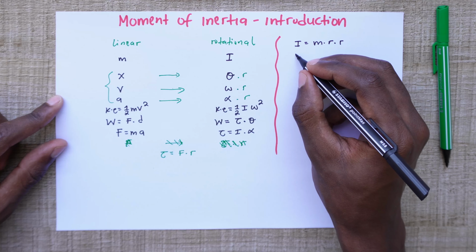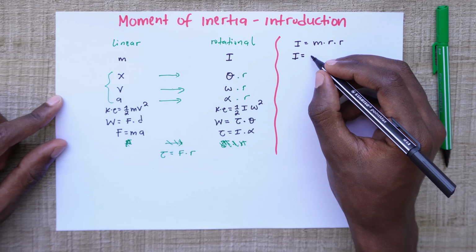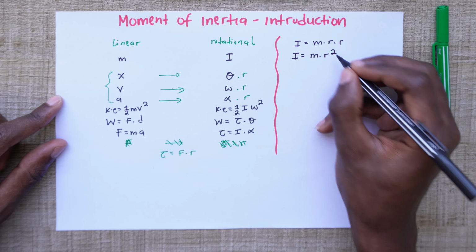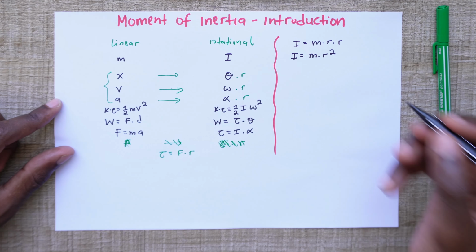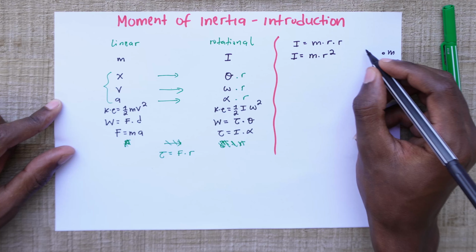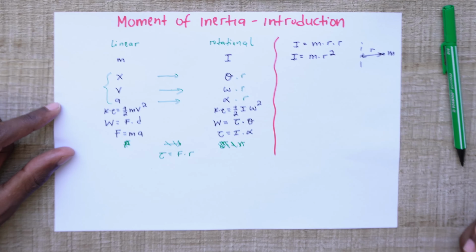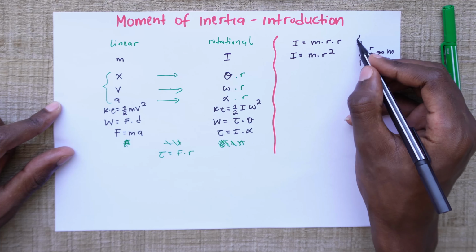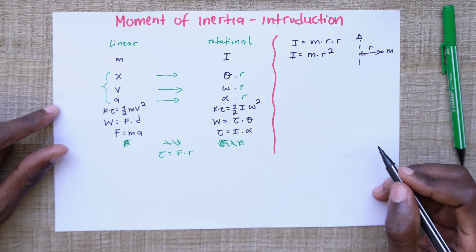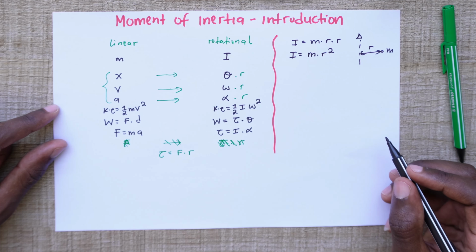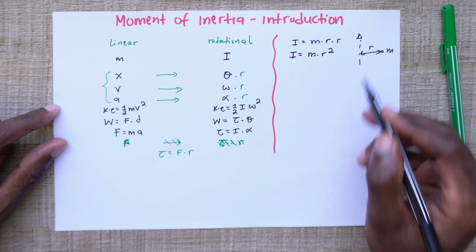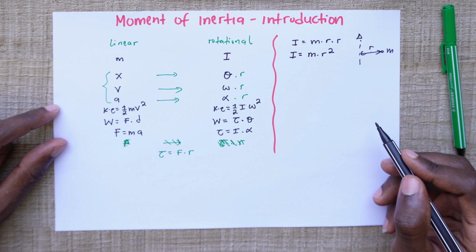So the moment of inertia of a body about an axis is actually the mass of that object times the distance from the axis of rotation squared. So suppose you have a mass here, you have an axis here. If you want the moment of inertia of that body about this axis delta, just multiply the mass times the square of the distance from the axis of rotation.